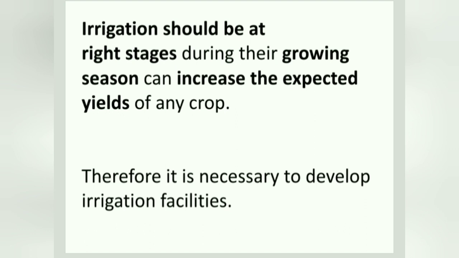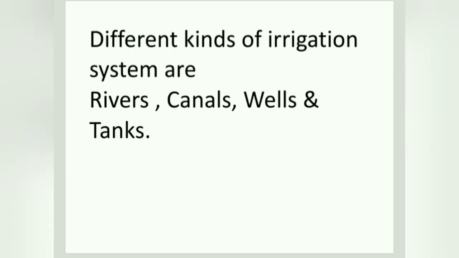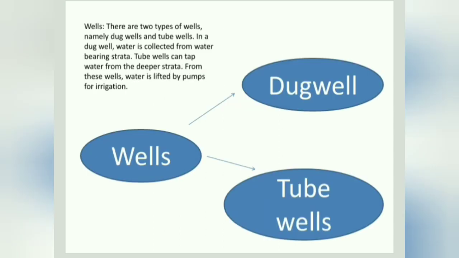Let us see. There are different kinds of irrigation system that we are going to learn from this chapter. They are rivers, canals, wells and tanks. So these are all the different kinds of irrigation system we are going to read today. So first one is about wells. Wells are of two types. One is called dug well, the other one is called tube well.